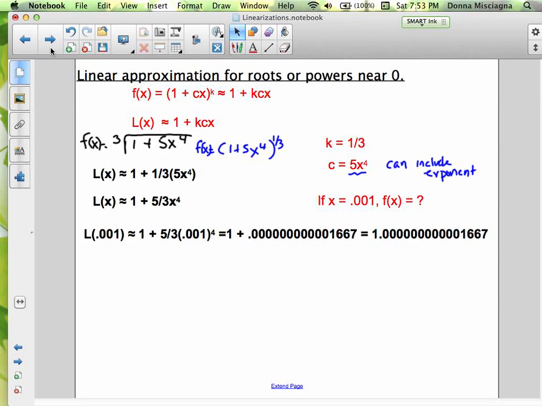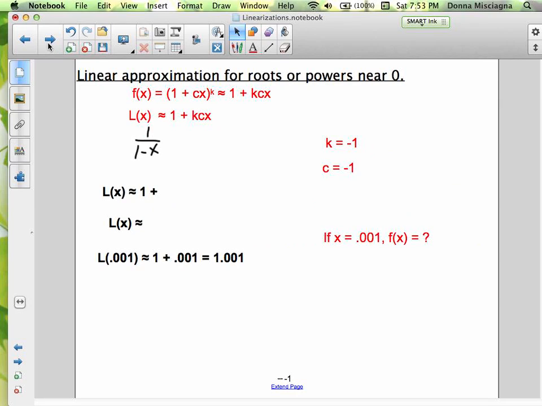And it is very close to the actual answer. So this is for evaluating for powers near 0. All right, so x is pretty close to 0 because x is 0.001. Right, and so it doesn't add very much. It only added 0.0000000001667, having that little extra added to 1, because x was really close to 0.